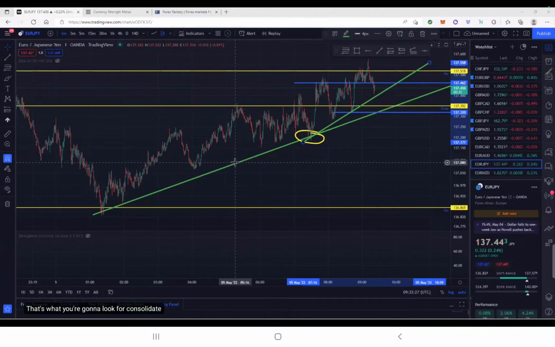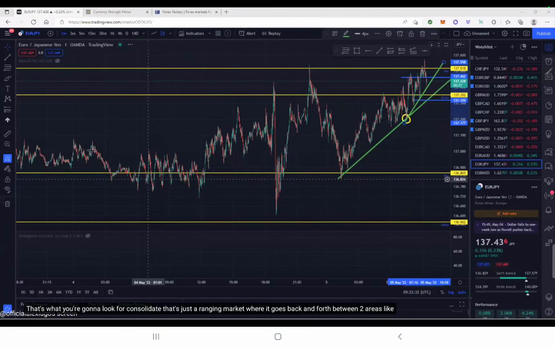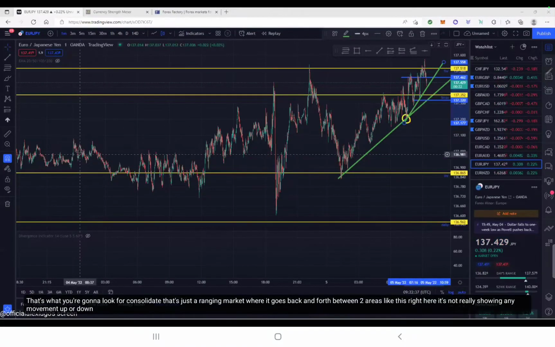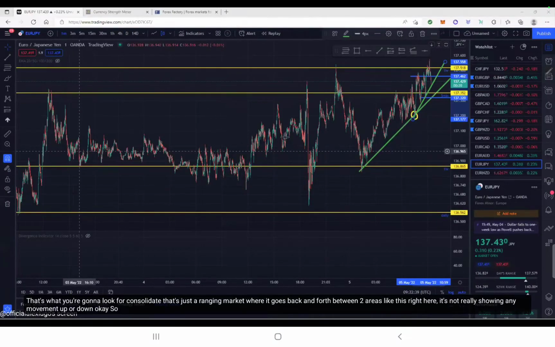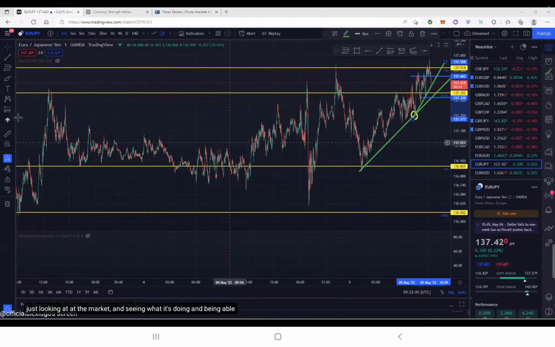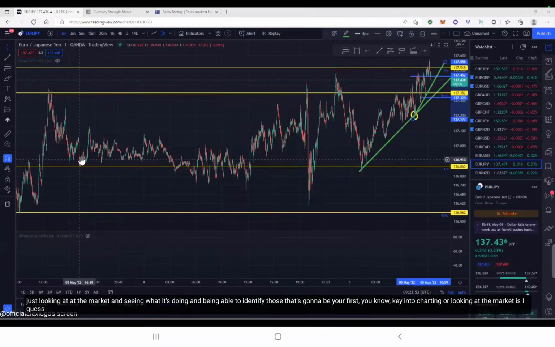Consolidation, that's just a ranging market where it goes back and forth between two areas like this right here. It's not really showing any movement up or down. Okay, so just looking at the market and seeing what it's doing and being able to identify those, that's going to be your first key into charting or looking at the market, is identifying market phases.